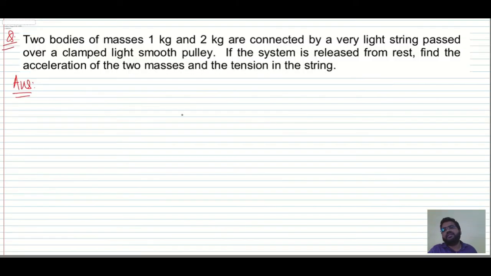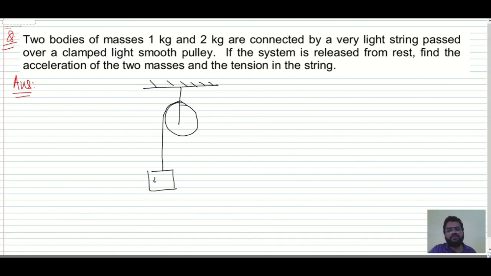Chalo, so next and the last problem which we have: two bodies of masses 1 kg and 2 kg are connected by a very light string passed over a clamped light smooth pulley. If the system is released from rest, find the acceleration of the two masses. So this is the pulley given, and on one end we have 1 kg, other end we have 2 kg, and we want the tension.